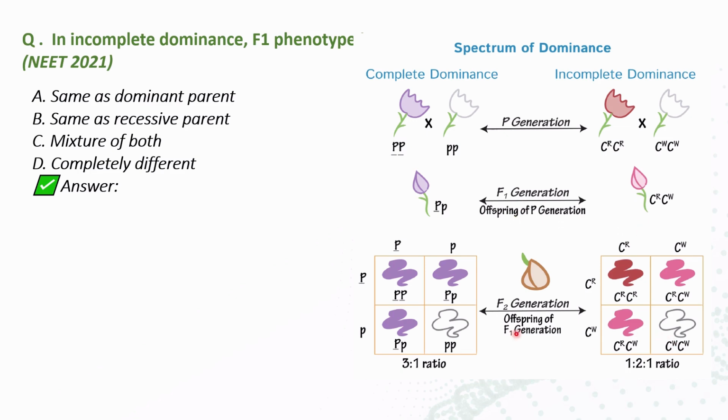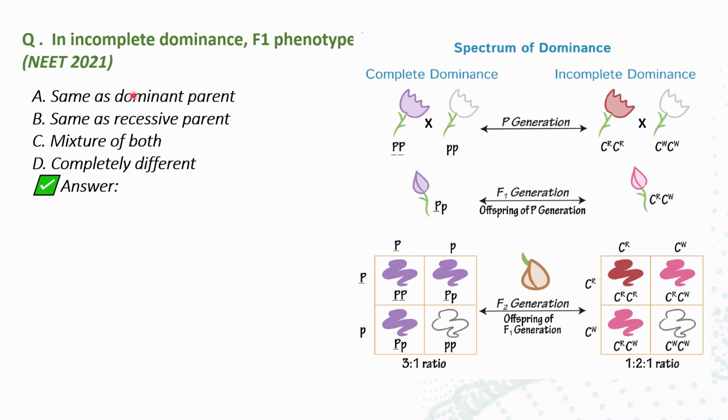If we move on to the F2 generation, in complete dominance you get a majority 3:1 ratio, whereas in incomplete dominance you get a 1:2:1 ratio, like the dihybrid cross. Like this it will happen. So if we move on to the question, what they are asking is: in incomplete dominance, what is the F1 phenotype?